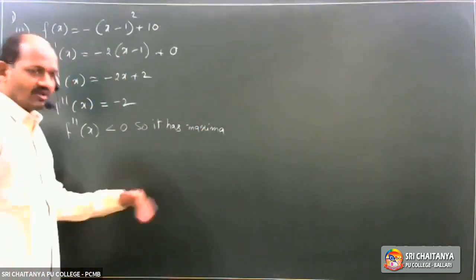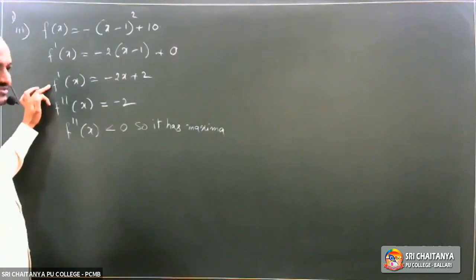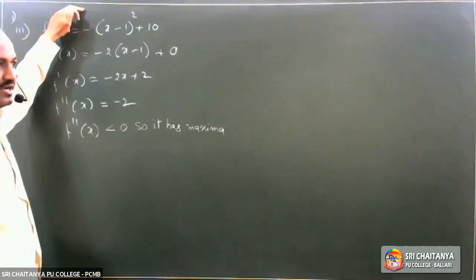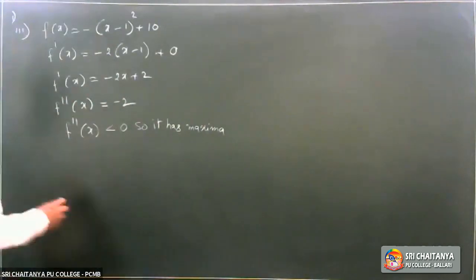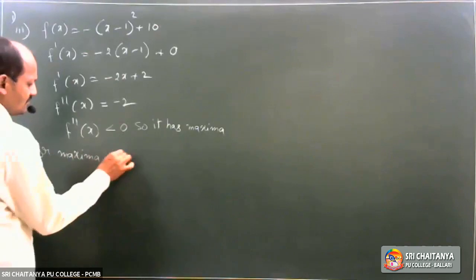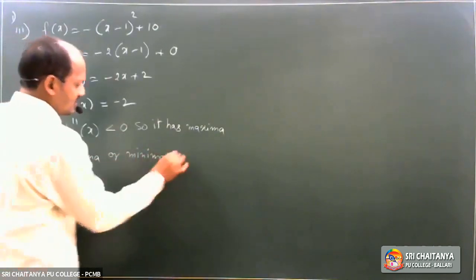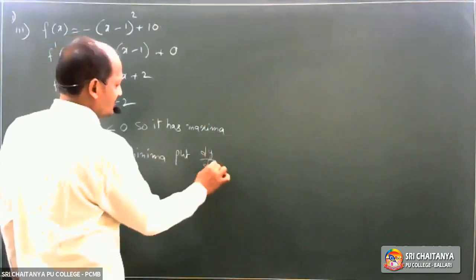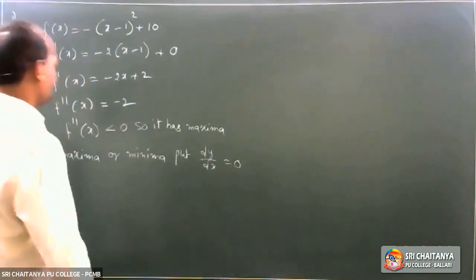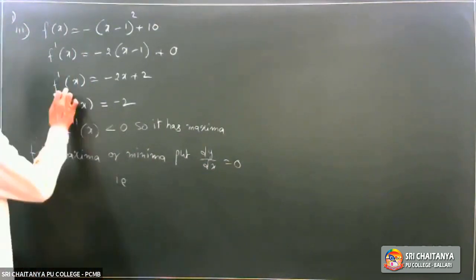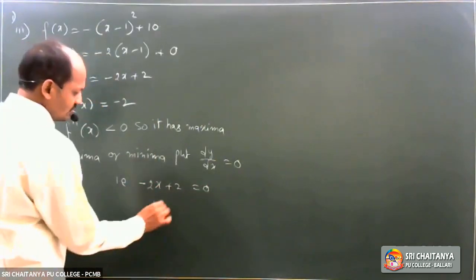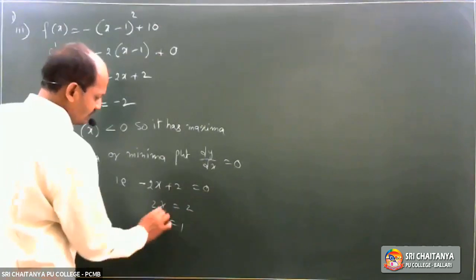Then how to find the maximum value? Consider the first derivative equal to 0. We get the x value. That x value substituted in the given function gives the maximum value. So for maximum or minimum, put the first derivative equal to 0. This is the necessary condition for maximum or minimum: put dy by dx equal to 0. The first derivative: minus 2x plus 2 is equal to 0. 2x is equal to 2. x is equal to 1.